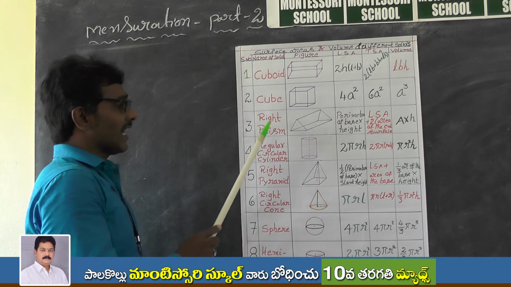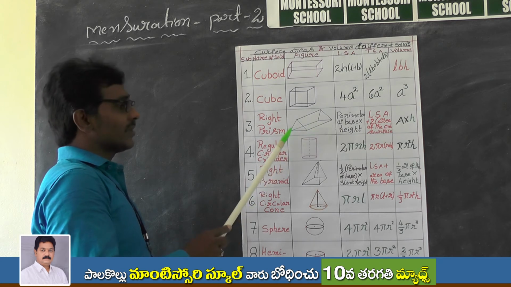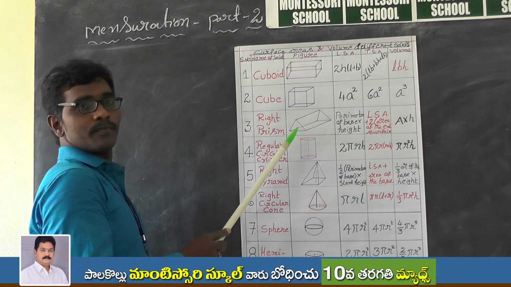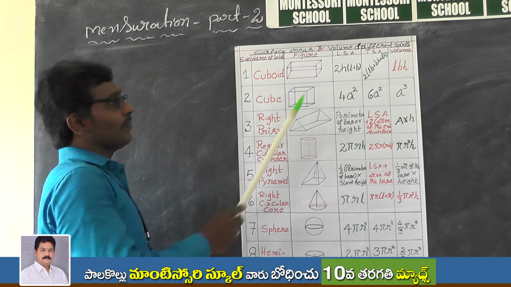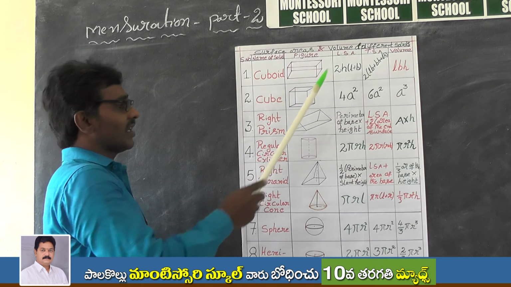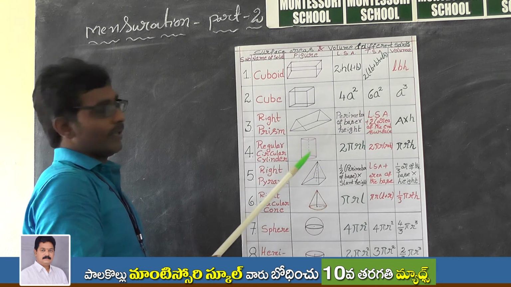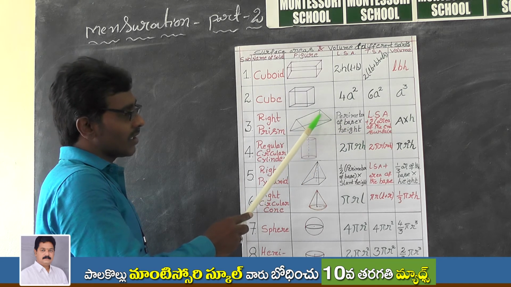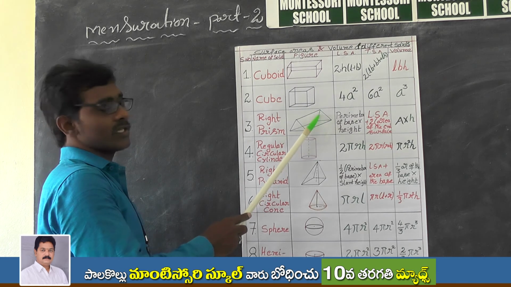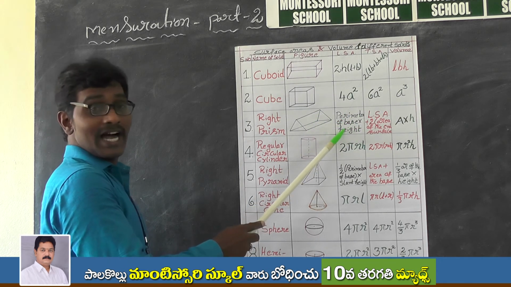Next one, right prism. It's a triangular prism, because the base is a triangle shape. So what is the lateral surface area of the right prism? Perimeter of the base into height. Suppose you are considering this one as the base. What is the shape of this base? Triangle shape. So perimeter of the base into height.